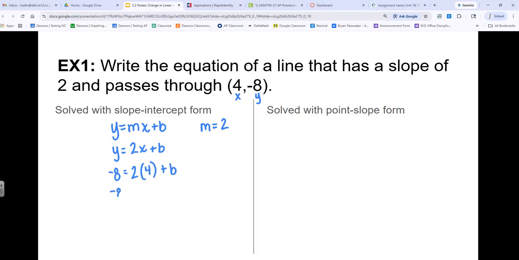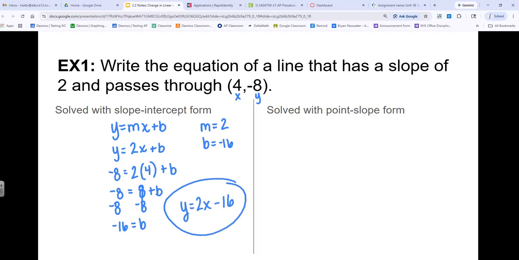So I've got -8 equals 8 plus b. And I need to subtract 8 from both sides to get that b right there by itself. So -16 equals b. So m is 2, b is -16. So we could write the equation y equals 2x minus 16. Do you guys remember doing that? It might have been a while, but you remember doing it? Seems familiar. So this is usually how we teach it in Math 1.